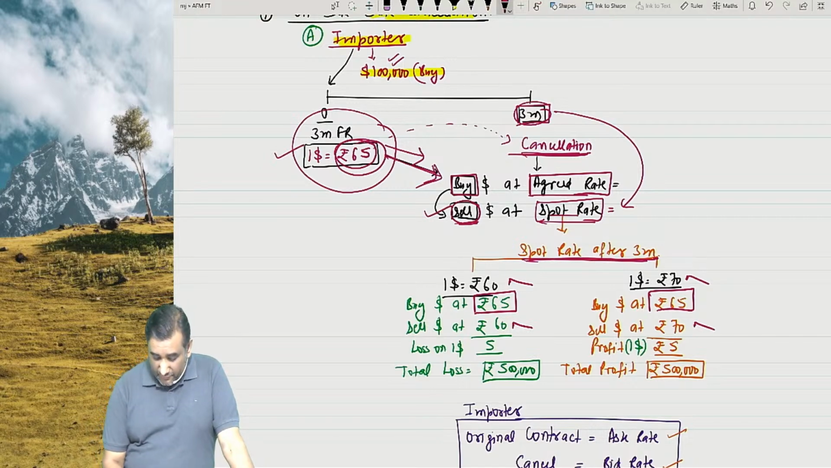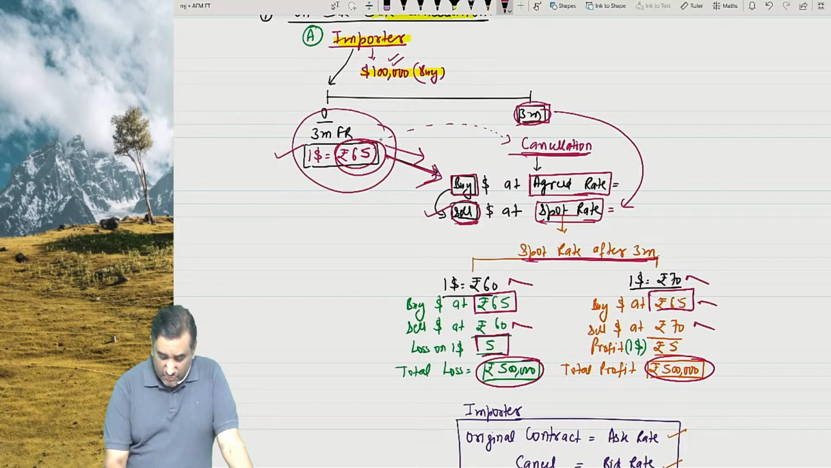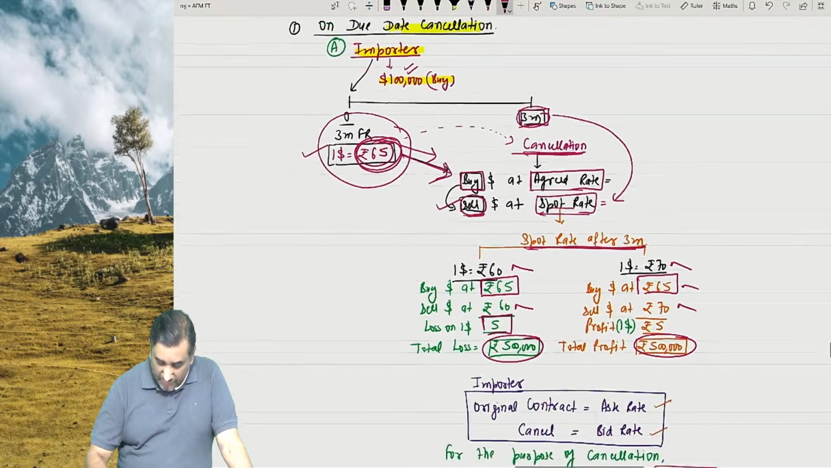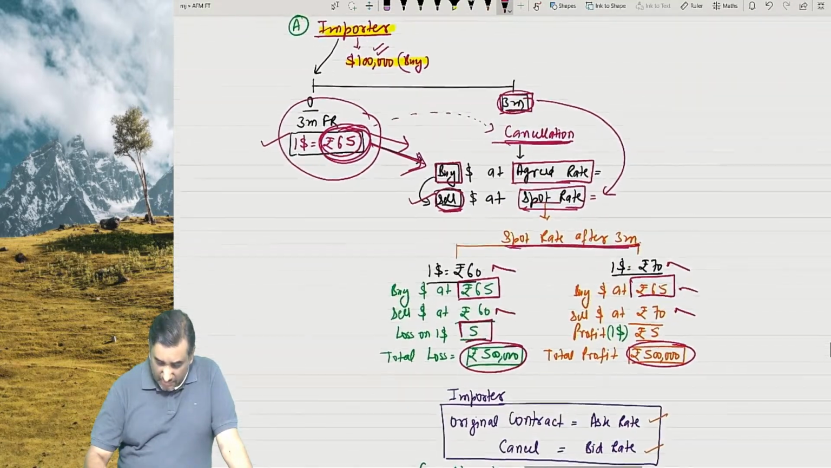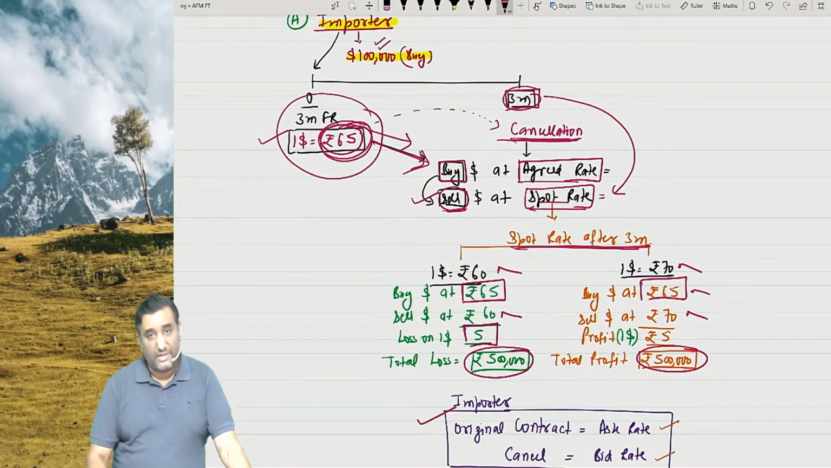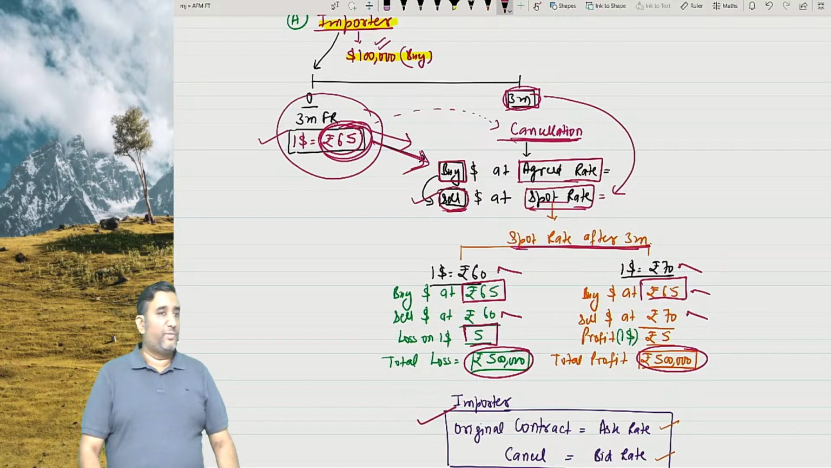In this case, the first case will be a loss, which will be borne by the customer. The second case is the profit, which will go to the customer, because the buying happens at 65, an agreed rate, and selling will happen at the spot rate. In the importer's contract, you should remember two things: the original contract will happen at an ask rate, and cancellation would take place at a bid rate.